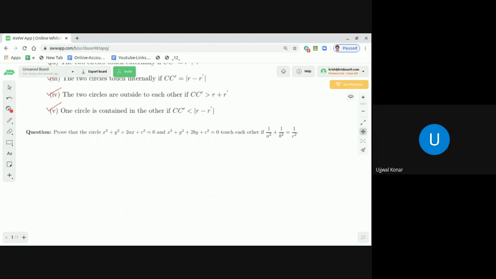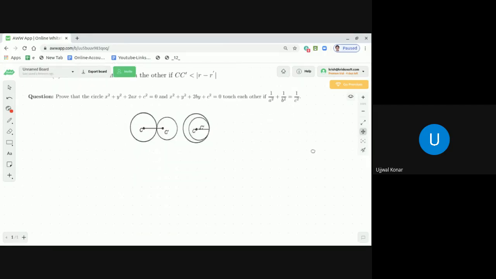Interestingly, dear students, the question says they touch each other. It is not specifically mentioned whether they touch externally or internally. That means either of these two cases is possible if I give a visual representation. Correct? And how can we make use of this and solve this problem? I hope you understood that either of these two cases is possible. So now let us look into the first one.